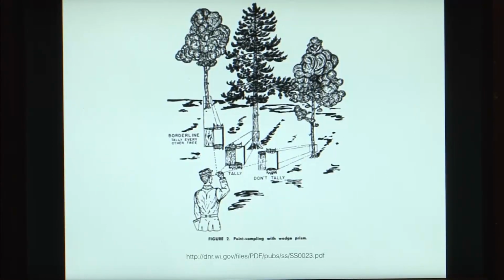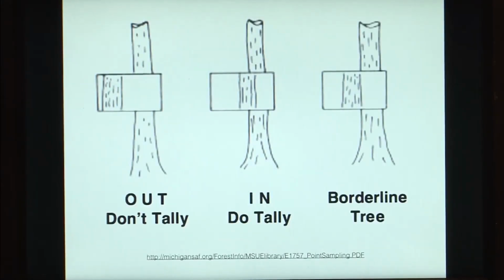If we look at this figure, here in place of poles, we are looking at the trees in a forest. You stand at one point and look all around you with the wedge prism to see which trees can be counted as a full tally, a half tally or a no tally. So, when you look through this prism, here is what you will see.